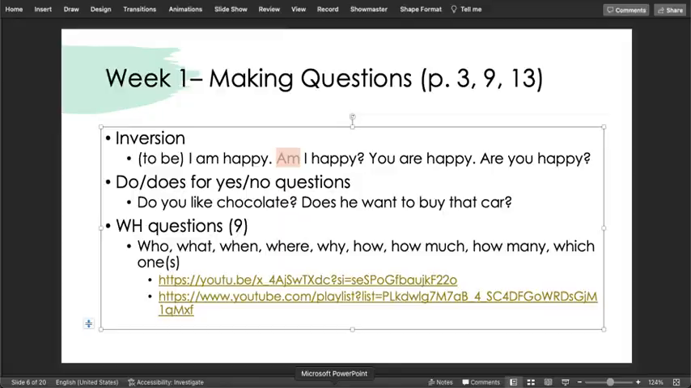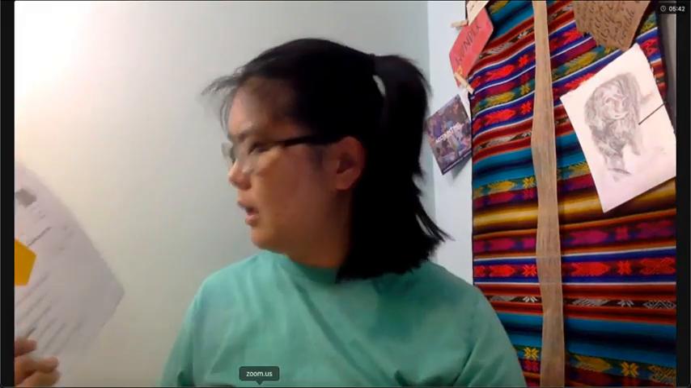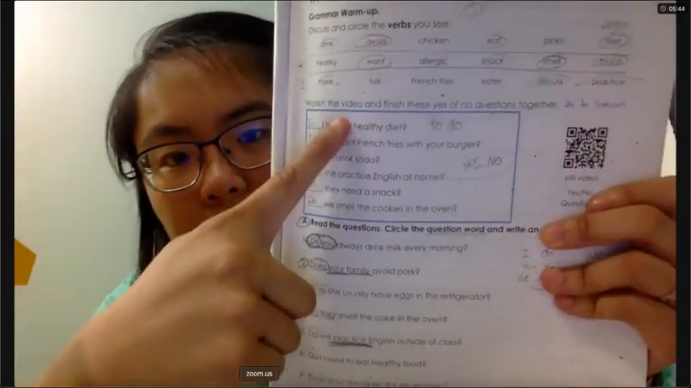So, inversion, you flip the subject and the verb. So another way we practiced questions, and you can see this on page 9, the bottom.